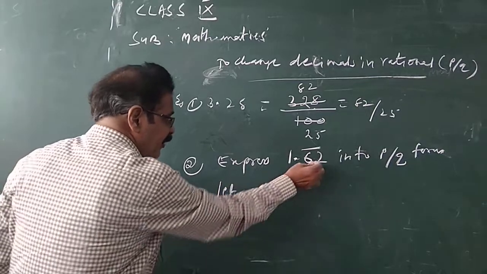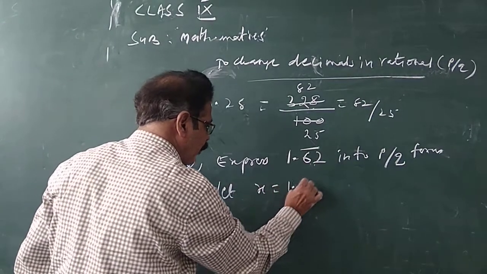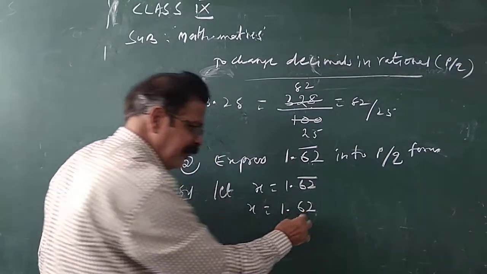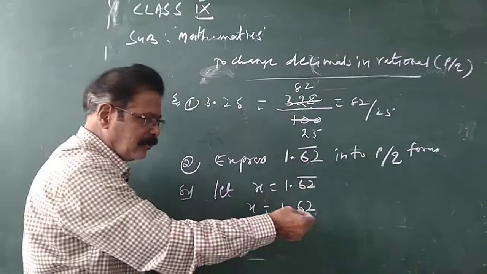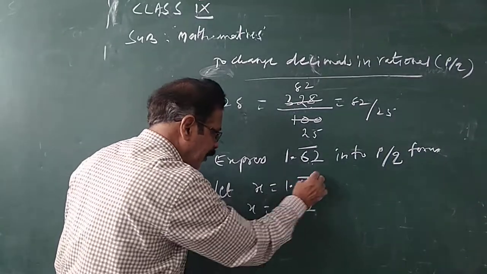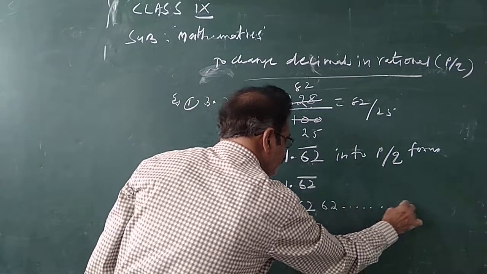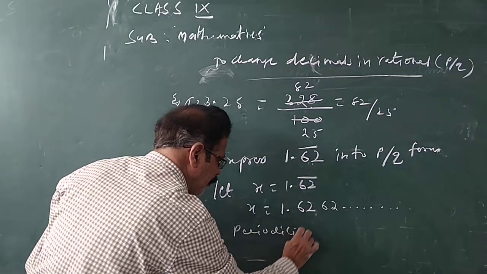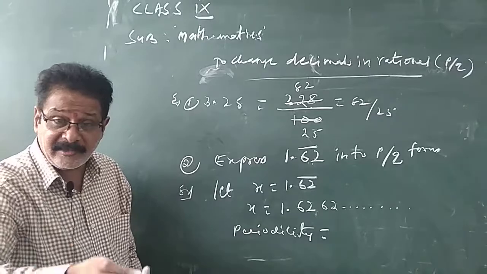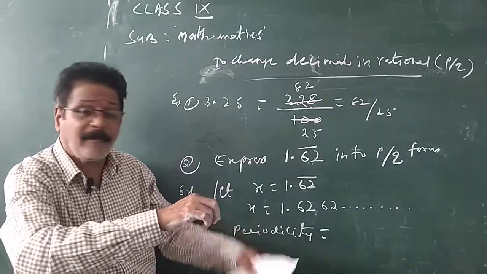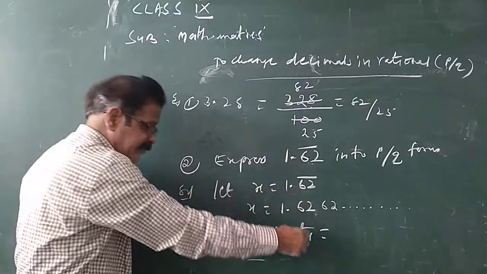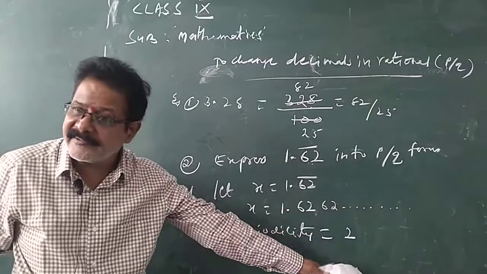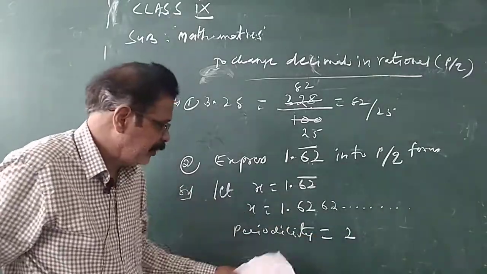Let us say the given number is x. x is equal to 1.62 with a bar, 1 point bar 62. Bar means which is repeated. Over which digits is the bar? 62. 1 point bar 62 means 62, 62, 62 repeated like this. So you write periodicity. Periodicity means the number of digits in the bar part. In the bar part, how many digits are there? 2 digits. So periodicity is 2. If there are 3 digits, periodicity is 3. If 4 digits, periodicity is 4.